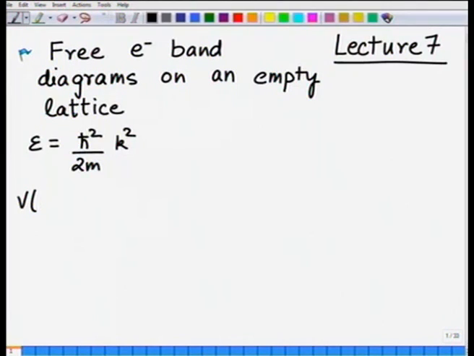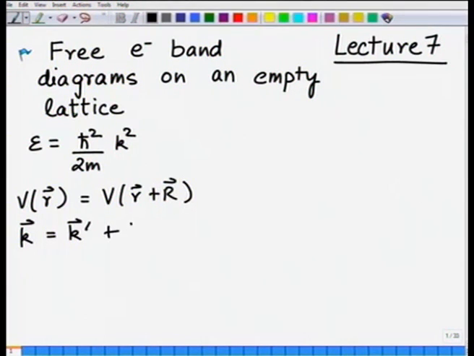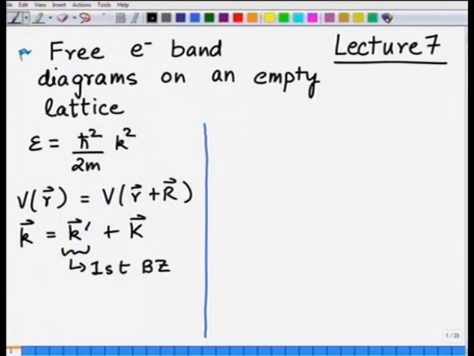What did we see? That if the potential was periodic in R, with a period of capital R, I had shown that if you have a vector K, then it is always possible to write it as a vector K prime plus some reciprocal lattice vector, such that this K prime is in the first Brillouin zone. We can always find a capital K vector such that this K prime vector comes in the first Brillouin zone. This is one thing I had shown you geometrically.